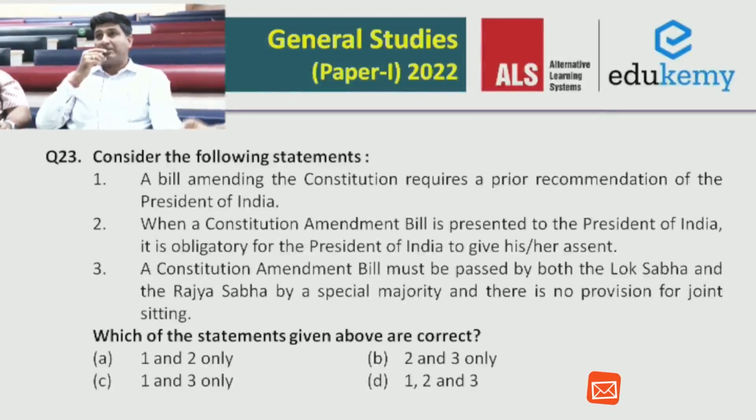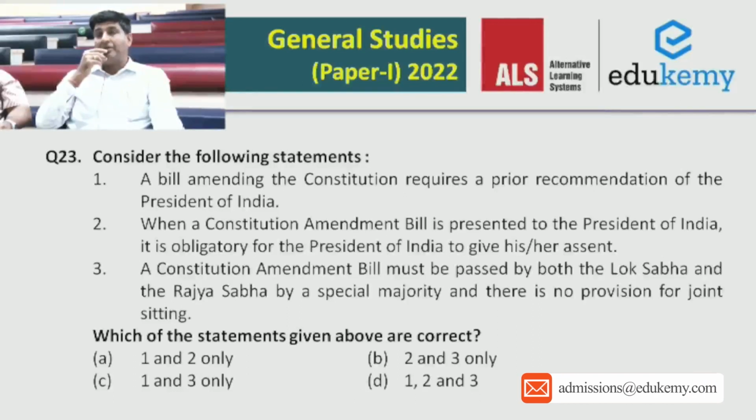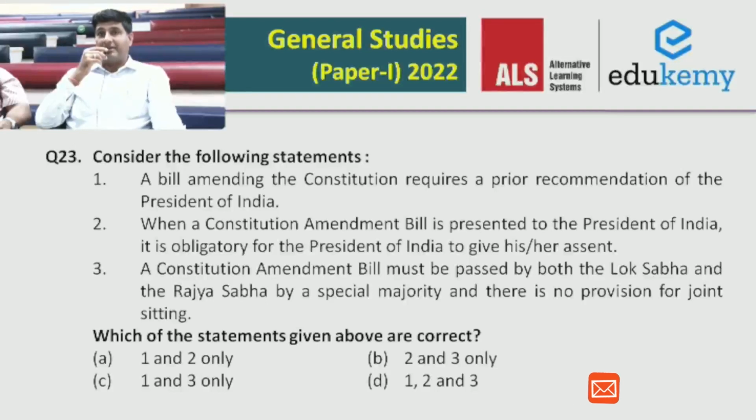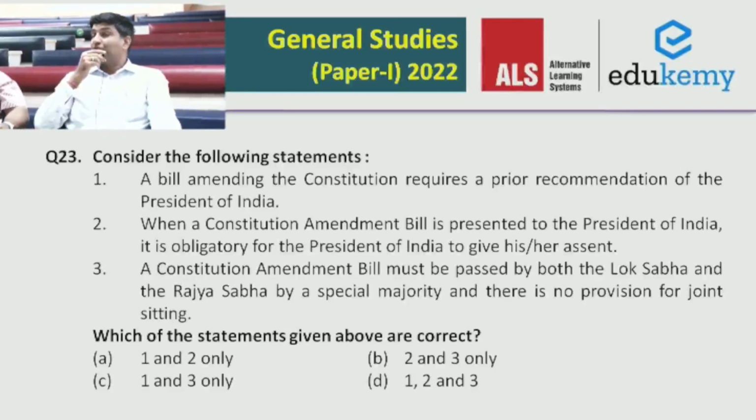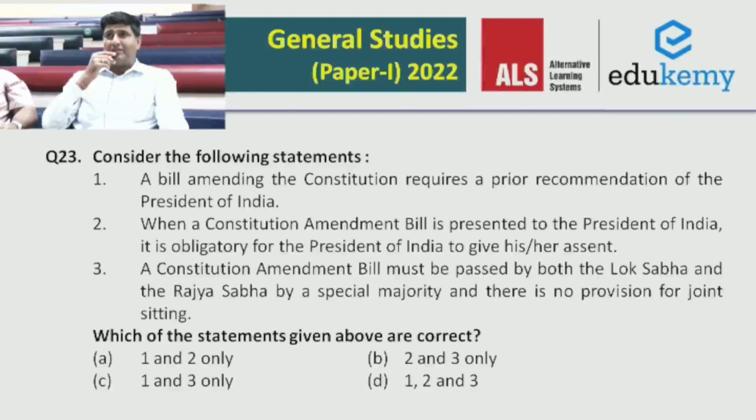Once it is passed by both houses of parliament, it is mandatory for the President to give his or her assent. And you should know one thing: if the President tries to hold assent on a constitutional amendment bill which is passed separately by the two houses of parliament, it means the President is opting for a direct confrontation with parliament, and he is exposing himself to the danger of being impeached. Okay, so that is also one thing which you should know. So statement 2 is correct.